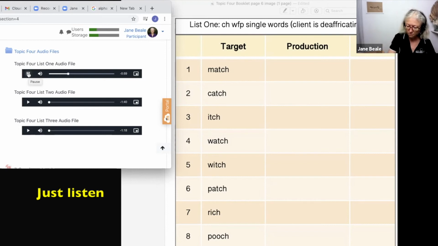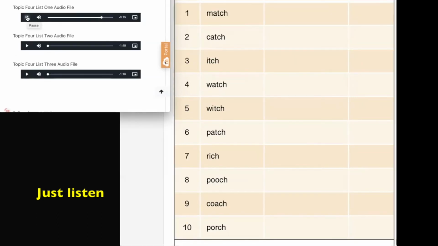One, mash. Two, cash. Three, itch. Four, watch. Five, wish. Six, pat. Seven, rish. Eight, poot. Nine, coach. Ten, Porsche.